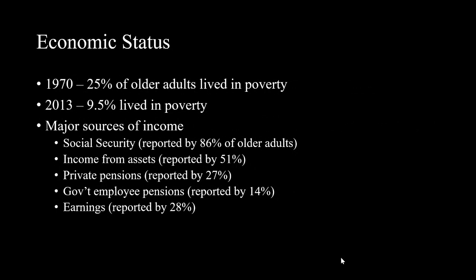What we have seen some improvements in the health of our elderly population is that income has improved. In 1970, about 25%, 1 of every 4 older adults lived in poverty. Compared to 2013, a little less than 10% live in poverty. When we look at the major sources of income for our elderly population, the major source is Social Security. The second source is income from assets, private pensions, government employee pensions, and earnings.